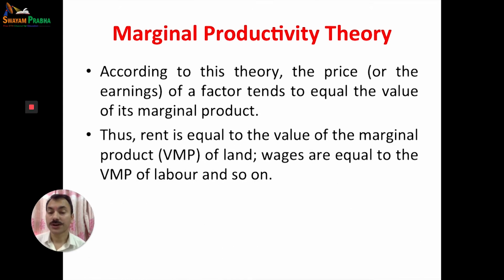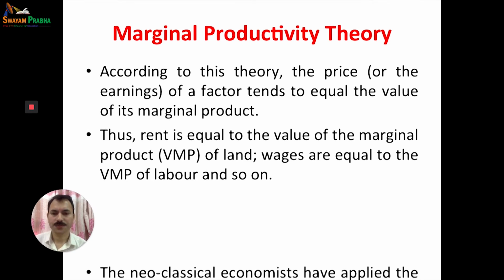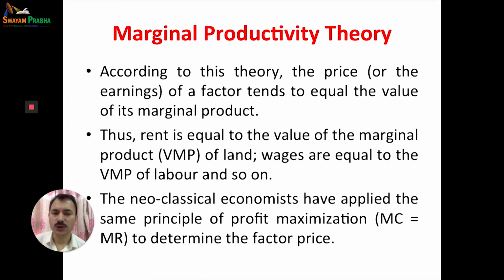Thus, rent is equal to the value of marginal product of land. Wages are equal to the value of marginal product of labor, and interest is equal to the value of marginal product of capital, and so on. The new classical economists applied the same principle of profit maximization, that MC is equal to MR, to determine the factor price. We have already discussed the market structure.